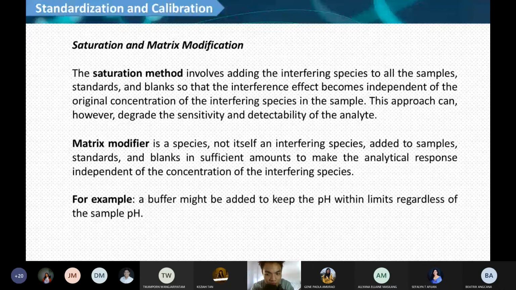Because other ions can be detected as well other than lead. That is the focus of the experiment. So sodium can be detected, potassium can be detected, other anions can also be detected, so you have to add the matrix modifier so they will be masked. So they will not show up when doing analysis. Okay, so yeah.